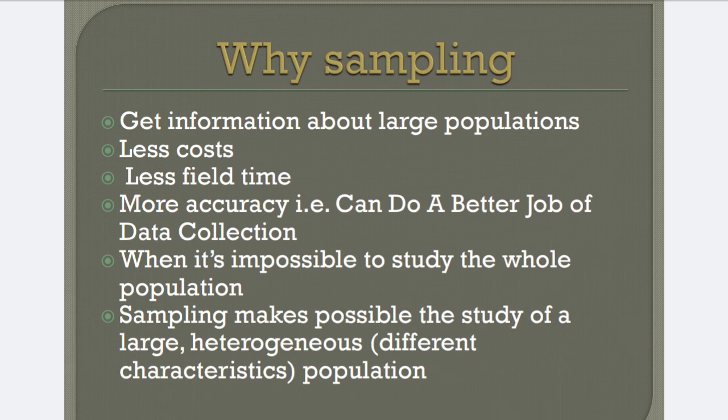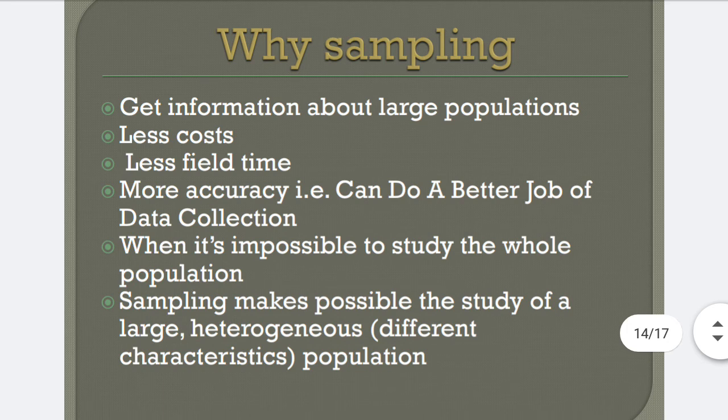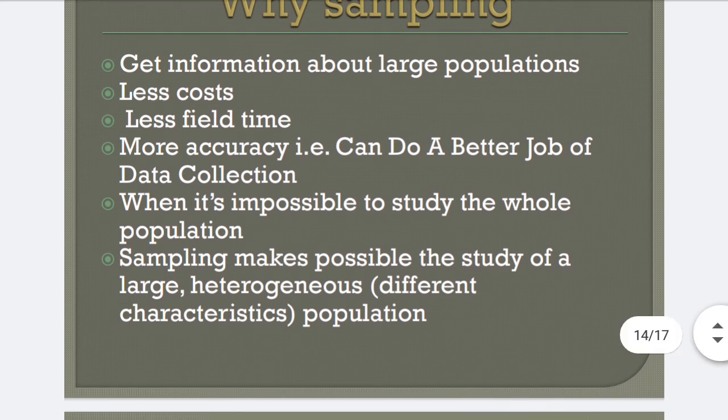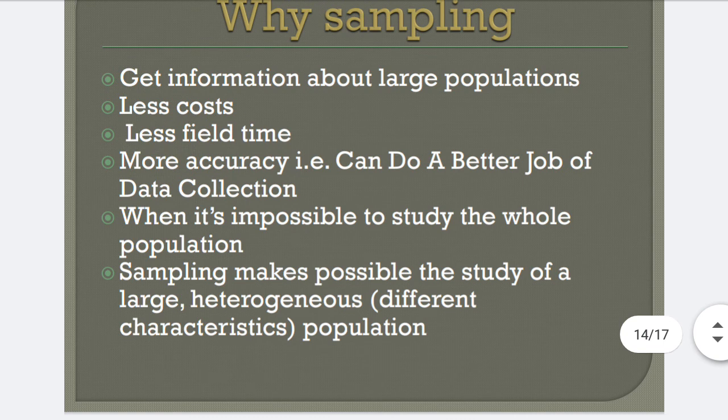Now, why are we sampling? The first reason is to get information from a large population, the second is less cost, the third is less field time, and fourth, more accuracy. For example, you can do a better job of data collection. The fifth is that when it's impossible to study the whole population, you can use sampling. And the sixth is that sampling makes possible the study of a large heterogeneous population, with different characteristics.